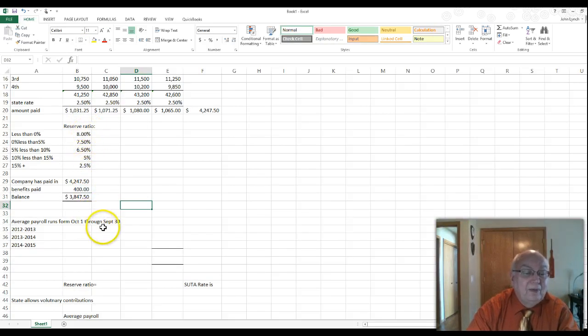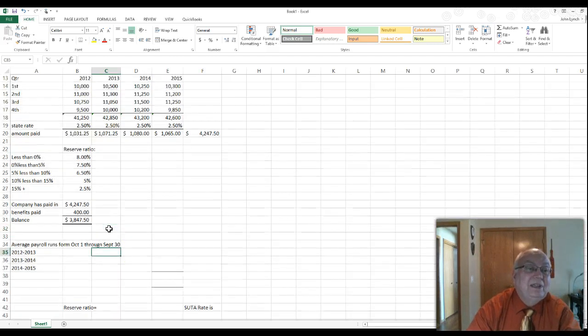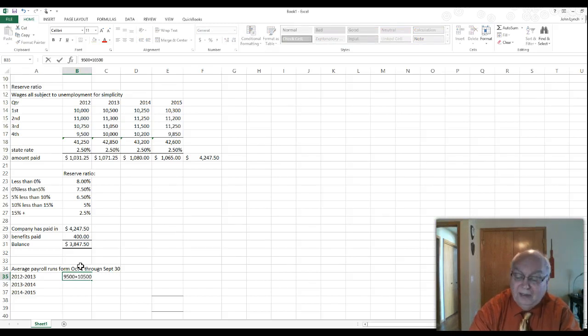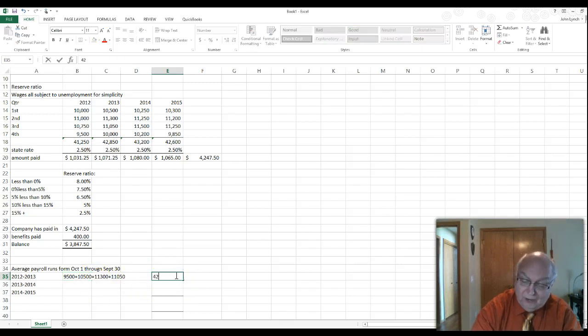To get the reserve ratio, we have to do the average payroll. Now the way the state does average payroll is kind of unique and different. It's the fourth quarter plus the first 3 quarters. So for the year 2012 through 13, we would take the 9,500 plus the 10,500 plus the 11,300 plus 11,050, and that would give you a total of 42,350. I already have these added.